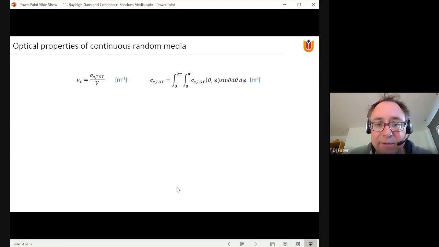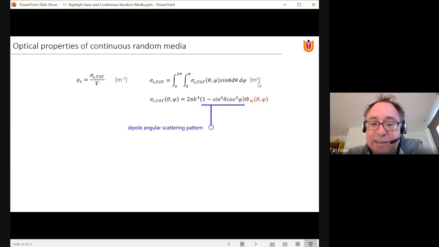All right, so if we then look at the optical properties, much of it just stays the same. The scattering coefficient is still the volume average of the total scattering cross-section. The total scattering cross-section is found by integrating this differential scattering cross section. Basically, this contains both the scattering cross section and the phase function, integrated over all angles. Where it is different now is in the expressions for this differential scattering cross section, sigma theta phi.